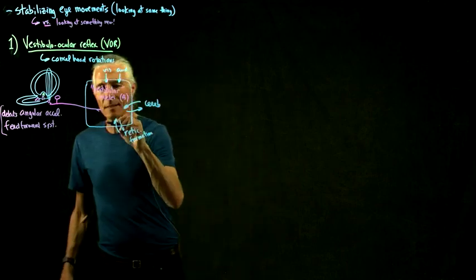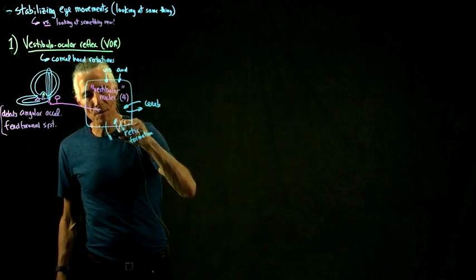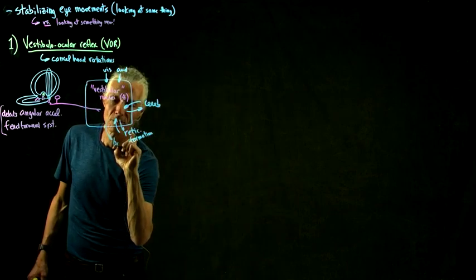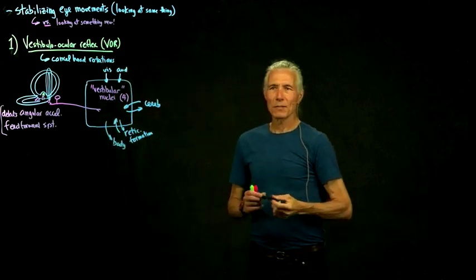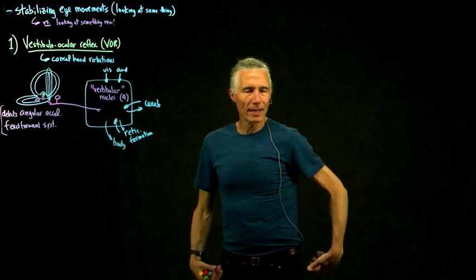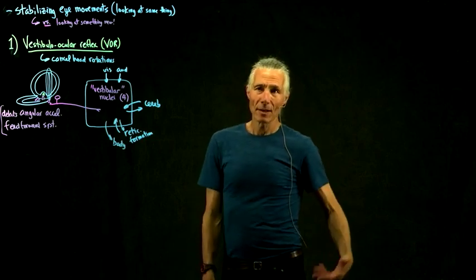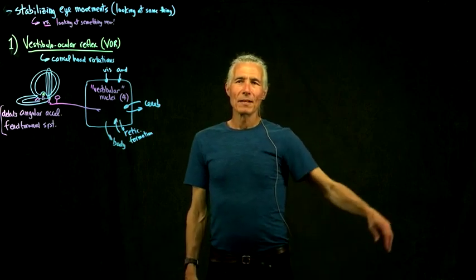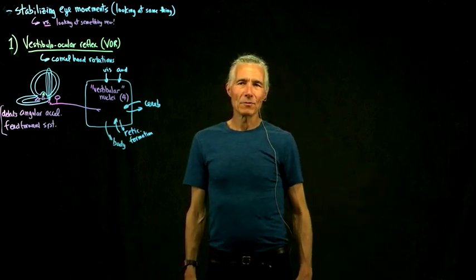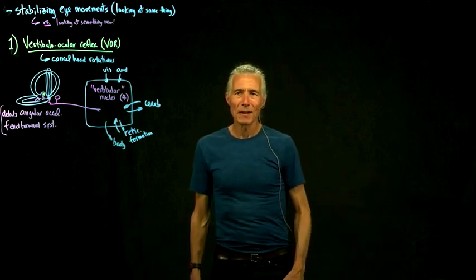And then it has this huge output to the body. So it not only controls eye movements, but it's going all the way down to the spine. It controls your legs and your arms, a bunch of other stuff. Every time you move something, it's going to unbalance you. These things are so automatic, you don't realize.